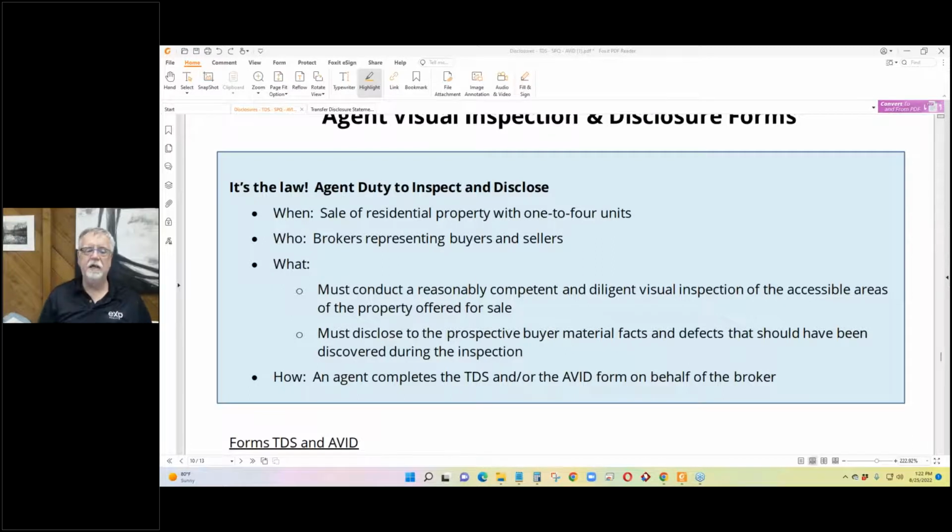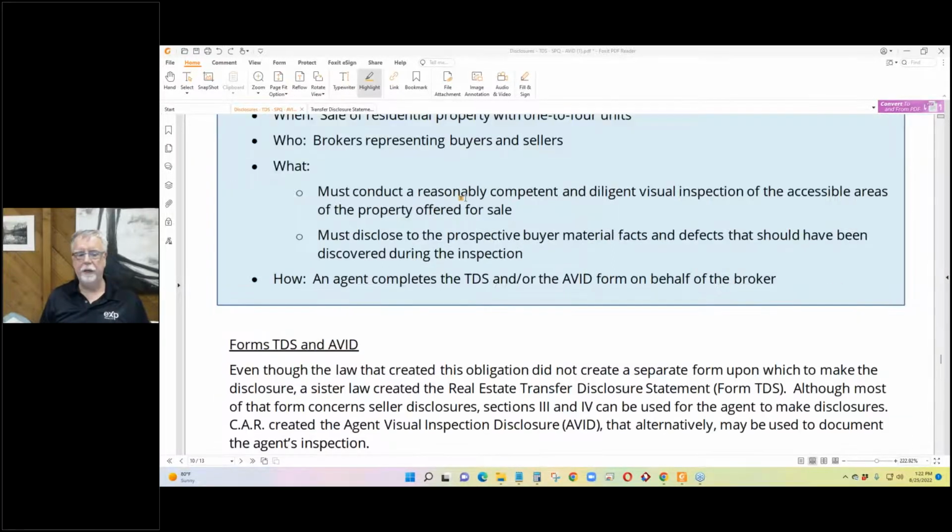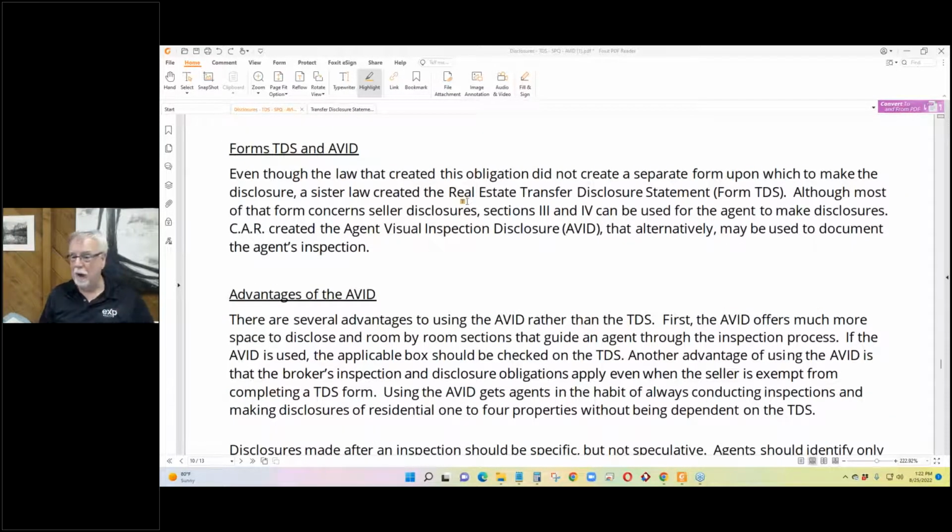So the listing agent's AVID, right? When you're at the property, you ought to do it. Sometimes I've had the clients do the TDS and the SPQ while I'm there, just so if they had questions, they could ask me, right? And while they're doing it, I might be walking around doing my AVID.